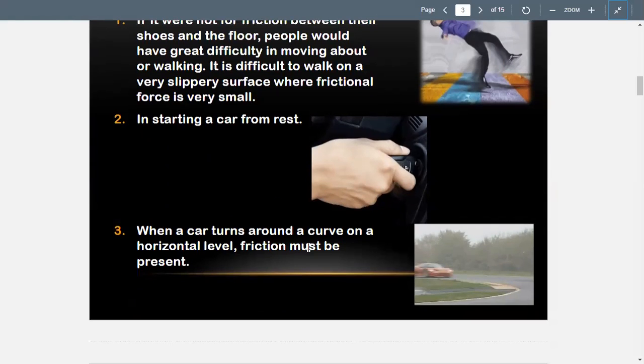When a car turns around a curve, if there's no friction, then it will not prevent the car from skidding or going out of the road. So some roads, to prevent the skidding of the car, are banked. There is a slope there, which is what they call banking of the road, so that the car can make a safe turn around a curve. Those are things that they add on the road to increase the frictional force.